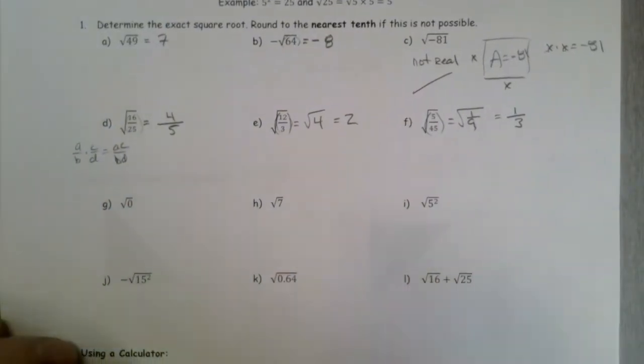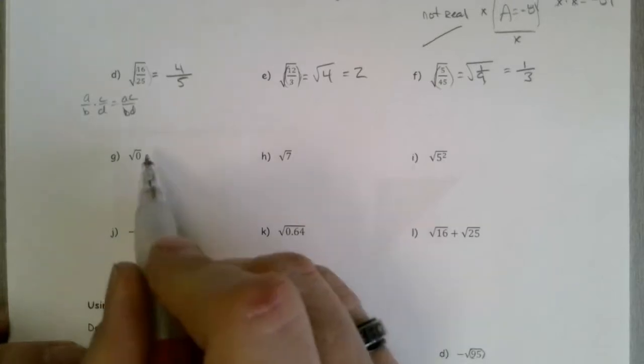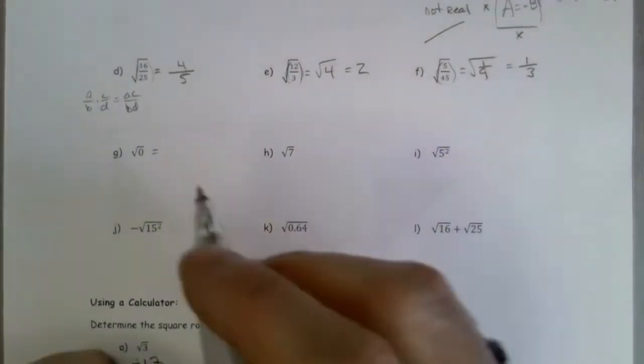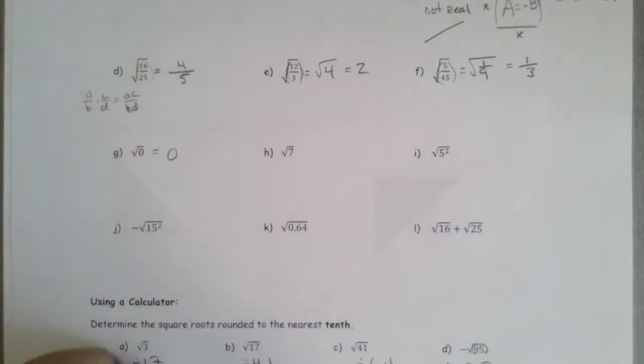Okay, we keep going here. What's the square root of 0? And it's very tempting for a lot of people. Because we identify that you can't take the square root of a negative, it's very tempting for people to assume that you can't take the square root of 0, but the truth is it's 0. Okay? 0 times 0.